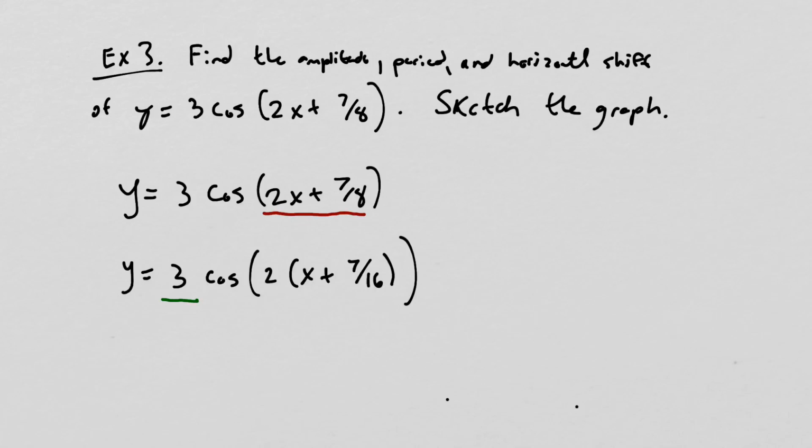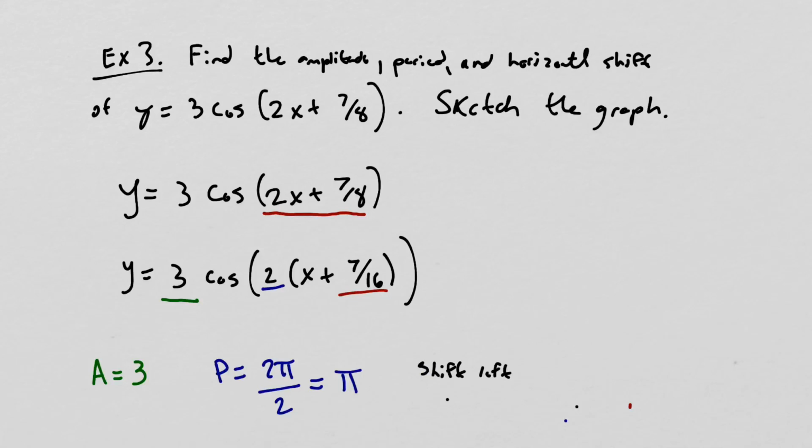Again, 3 determines the amplitude, and since 3 is a positive number, the amplitude is just going to be 3. The 2 determines the period. The period in this case is going to be 2 pi divided by 2, which means the period is pi. And then finally, we have this 7 divided by 16 here, which is going to give us our horizontal shift, and we're going to shift left by 7 divided by 16.